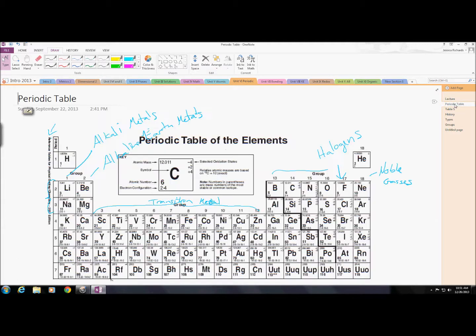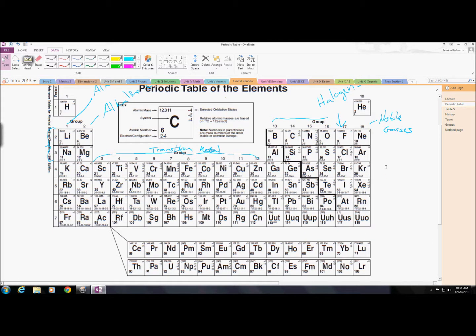So if you want to show that the elements get more metallic as you go down a group, and we take a look at group 14, we start with carbon. So you're familiar with carbon.